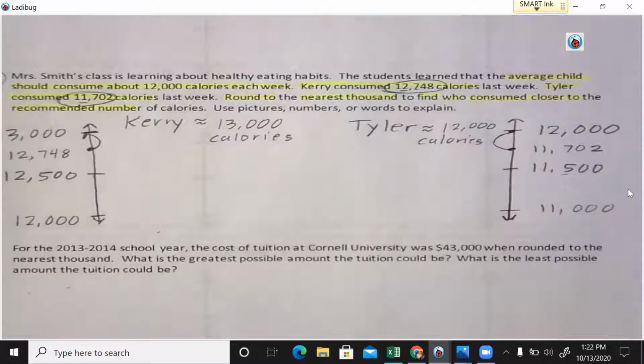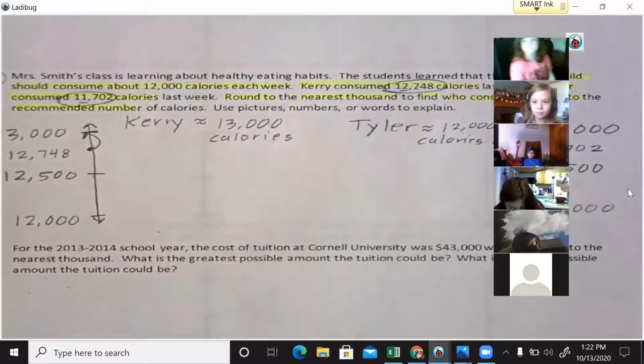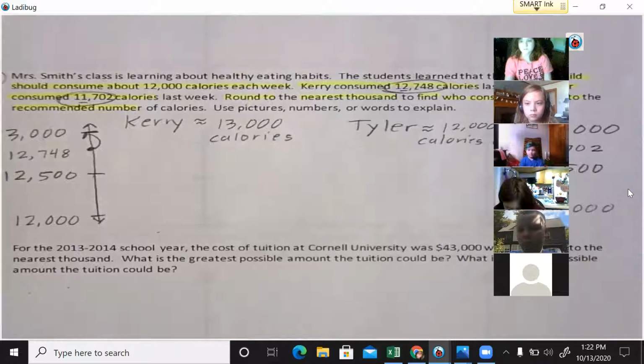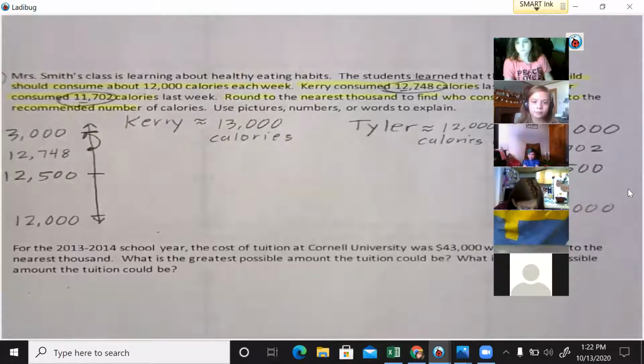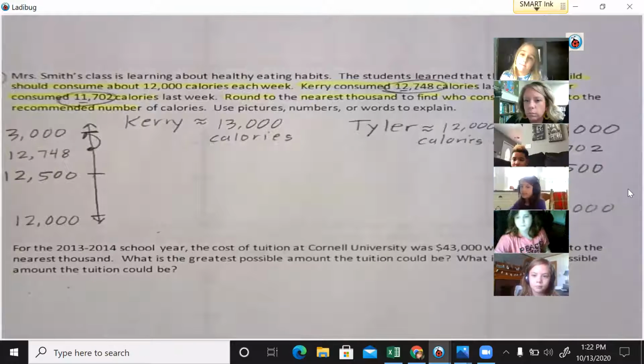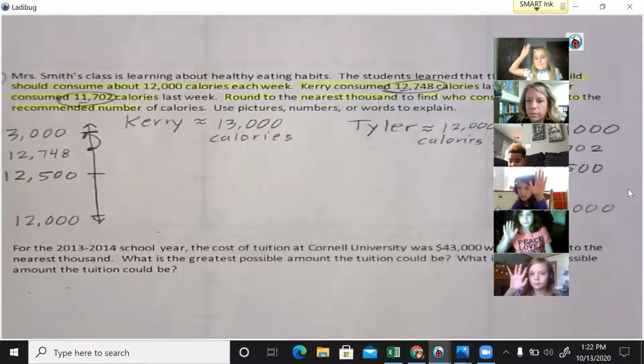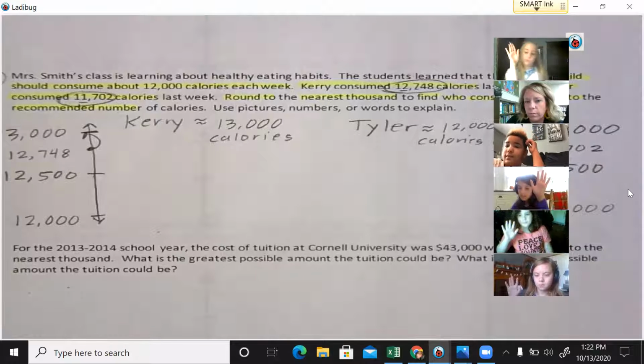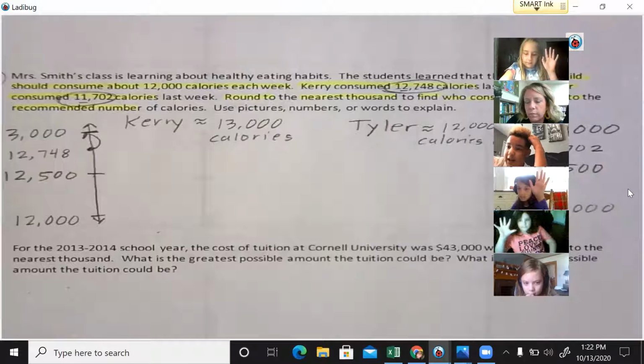And I'm going to put everyone on my screen. I want to see a vote. If you think Carrie is closer to the recommended calories, raise your hand. If you think Tyler is closer to the recommended calories, raise your hand. What do you think, Trace? Do you think Carrie or Tyler is closer? Carrie. Look back in the story, Trace. What is the recommended amount of calories?